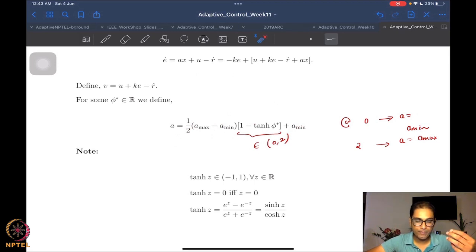So essentially, it means that at one edge of the spectrum, when tan hyperbolic phi star takes value 1, you have A min as the value of A, and when tan hyperbolic phi star takes the value minus 1, you have A as A max. Therefore, by scanning phi star, which belongs to all of the real numbers, just by scanning in all of real numbers, I go only between A min and A max. So this is what projection is.